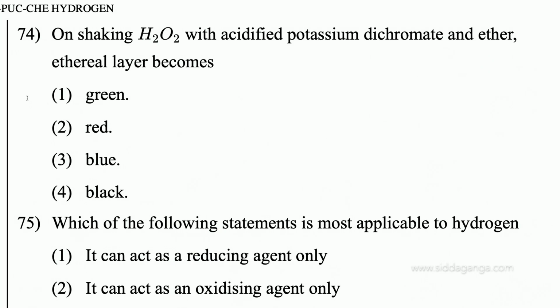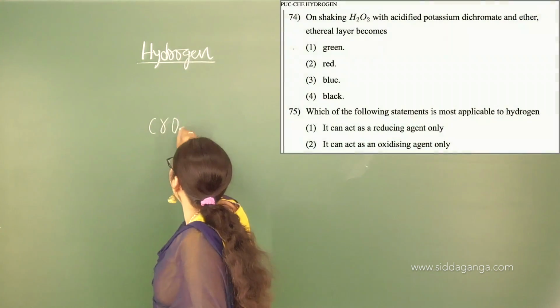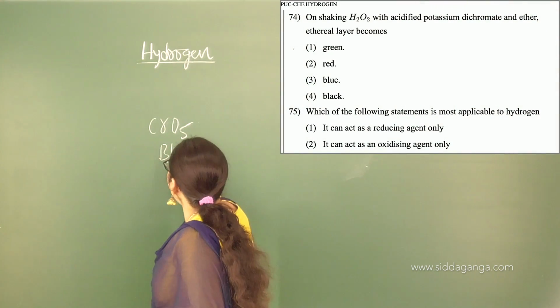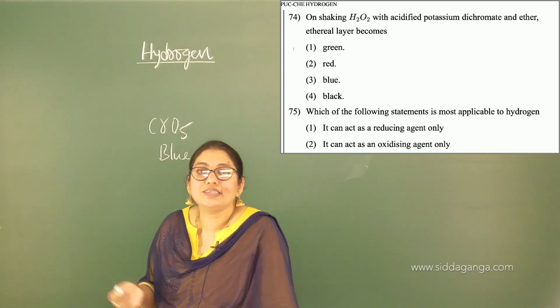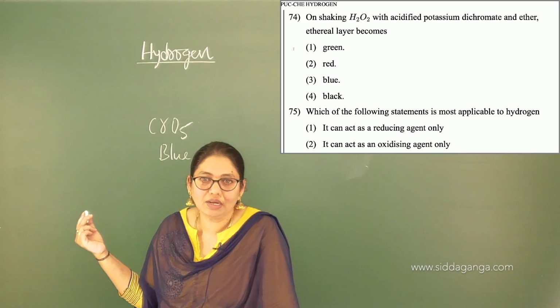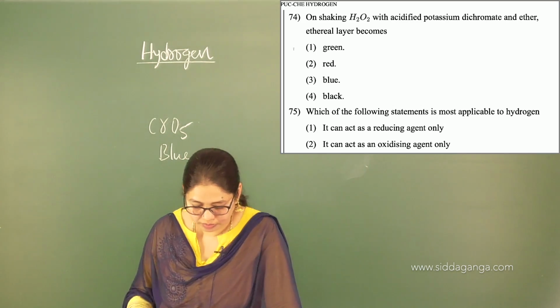On shaking H2O2 with acidified potassium dichromate and ether as a solvent, the ethereal layer becomes? This is on the oxidizing nature of hydrogen peroxide. It oxidizes potassium dichromate to CrO5 in the presence of the solvent ether. Then you are going to get a blue color, mainly because of the formation of the compound CrO5, which is blue in color. So you can take this as a test to know the oxidizing nature of hydrogen peroxide by the change in color. Next.